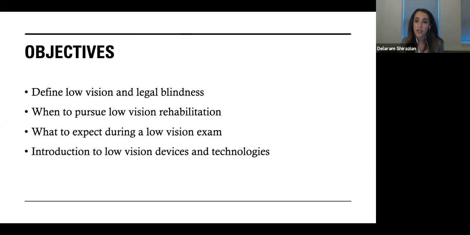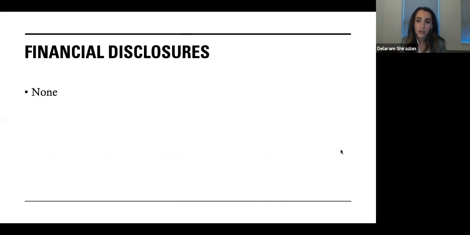And then I'm going to spend a majority of the time going over the basic components of a low vision evaluation, kind of going from A through Z. And in that, I will talk about an introduction to low vision devices and technologies. It will be a very brief introduction because I could spend a whole webinar just talking about low vision devices, but I will be giving an overview of some common ones that we may prescribe depending on someone's goals. I do also want to mention that I don't have any financial disclosures with any of the products or the information that I will be sharing with you this evening.